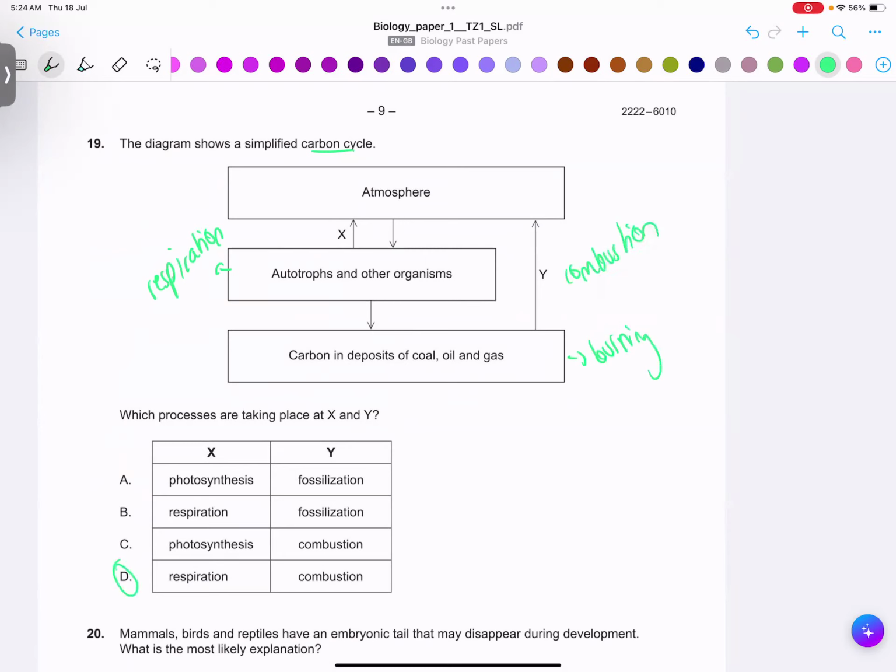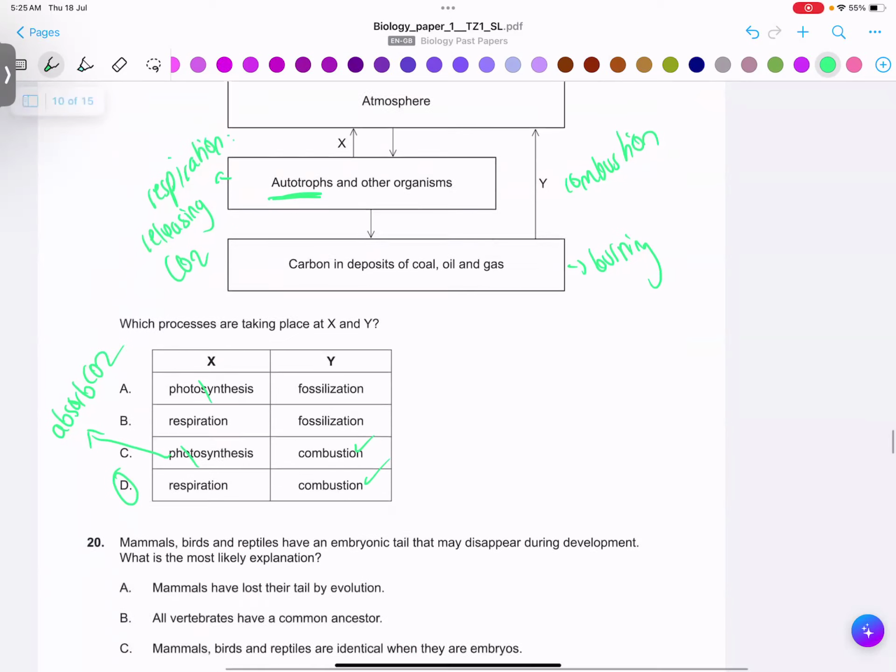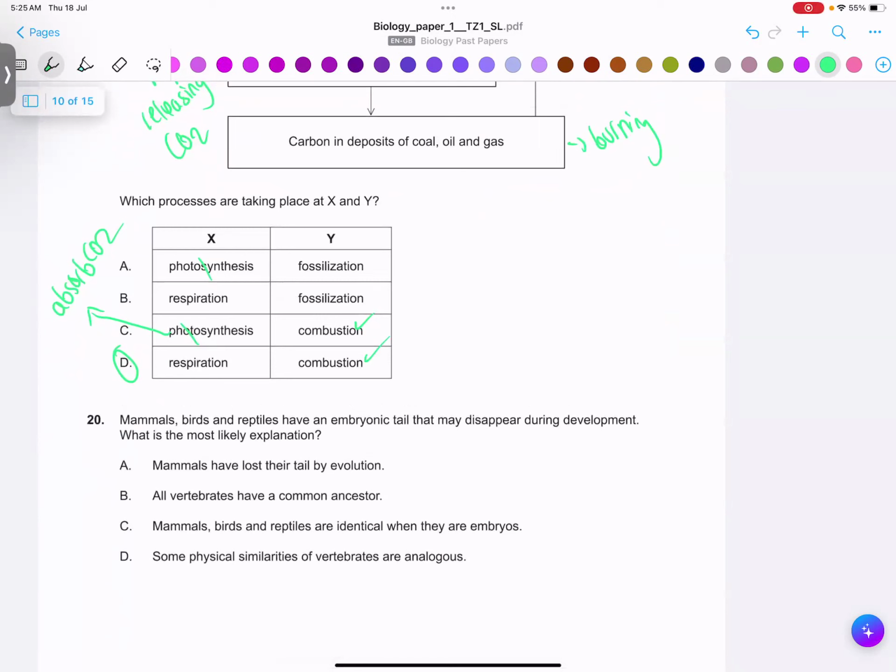That's it. It's not photosynthesis because they said autotrophs, but they're trying to trick you. Usually autotrophs take in CO2, whereas here the autotrophs and other organisms are releasing CO2. In photosynthesis, they absorb CO2. So don't let the word autotroph trick you. But combustion is right. So now we know why this is wrong and why this is wrong. And it's not fossilization because these are being burnt. So that's it. Now we have question 20.